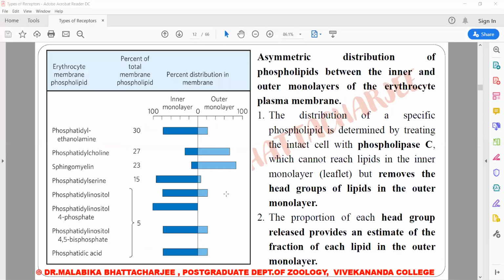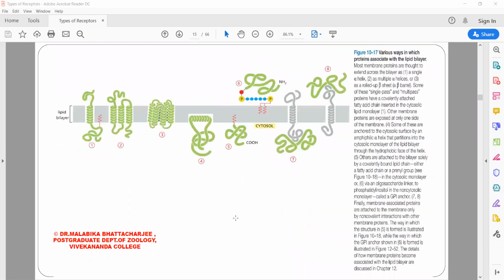If you look at the lipid composition also, there is no symmetry in distribution of the lipid composition in the two halves. Some phospholipids are found more on the inner half, some are found more on the outer half. So these are the two properties of the membrane. I mean to say the lipid property and the protein property that gives the membrane the attribute of being asymmetric. So the membrane is fluid, the membrane is mosaic, and the membrane is asymmetric also.